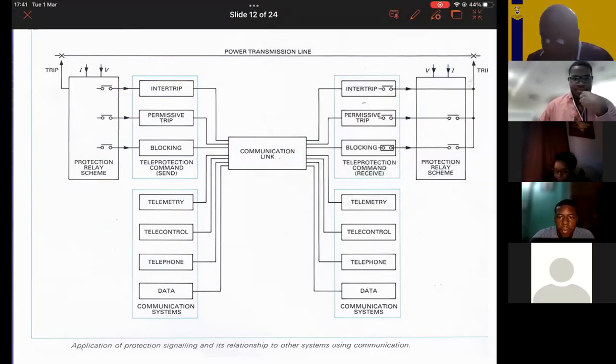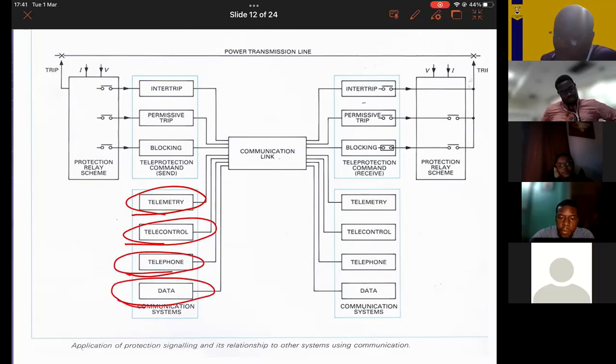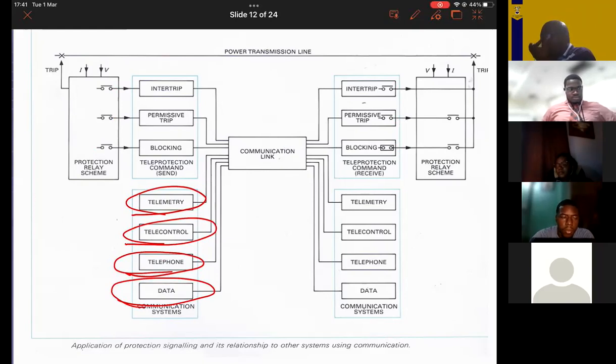Then of course, as I mentioned before, you have telemetering, you have control, you have the telephone service and other data services. Because you have the communication link, you can do all of that between substations. So I can, from one station, pull information from another station via the communication system, because they are all interlinked. They are linked together.